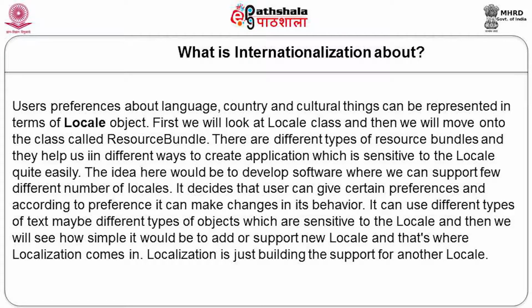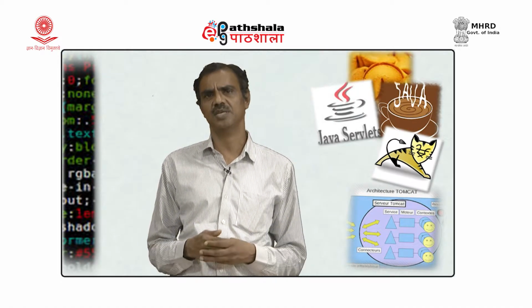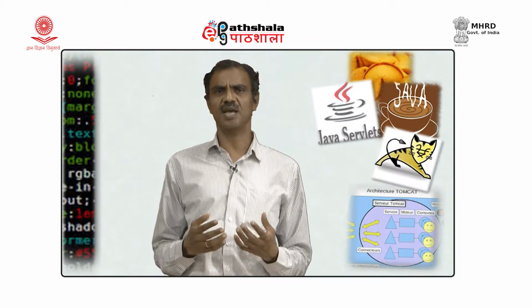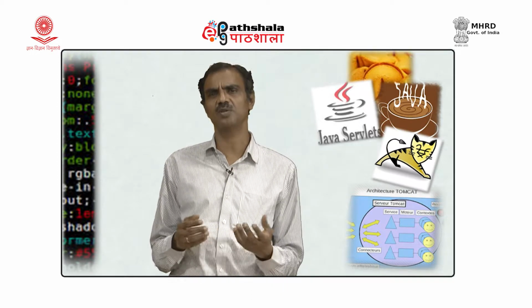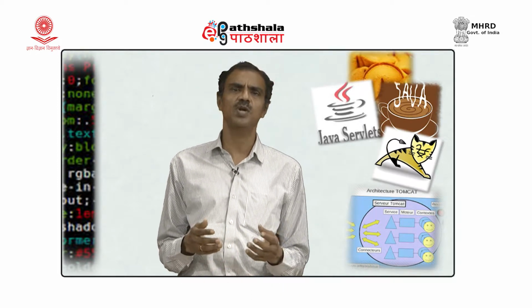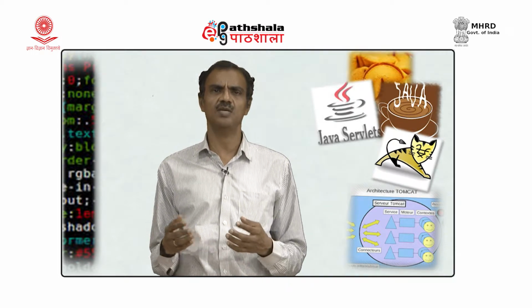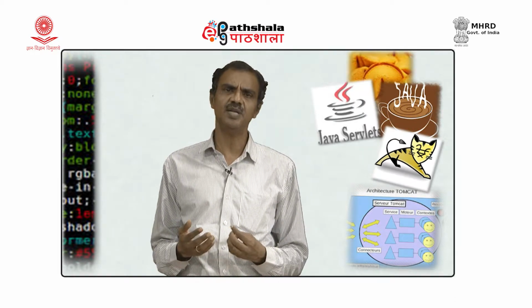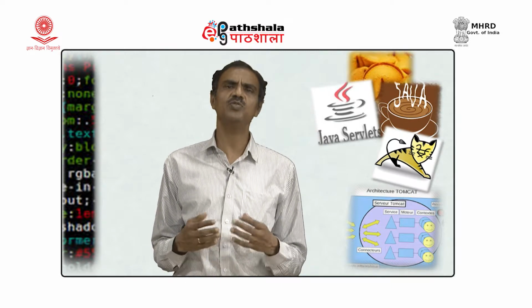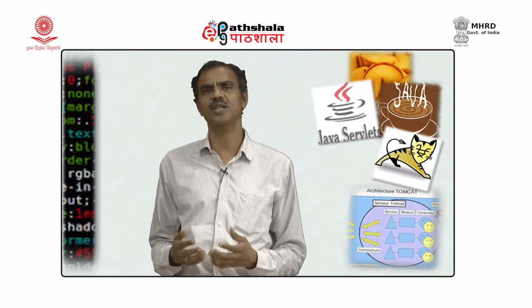So, a user's preference about language, country and cultural things can be represented in terms of a Locale object. So, we have a class called Locale. Let us first look at that Locale class and try to understand a little bit about it, and then we will move on to look at the class called ResourceBundle. And there are different types of ResourceBundle. There are ways we can create an application which is sensitive to locale quite easily.